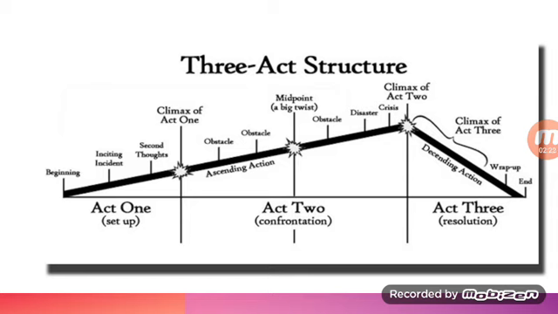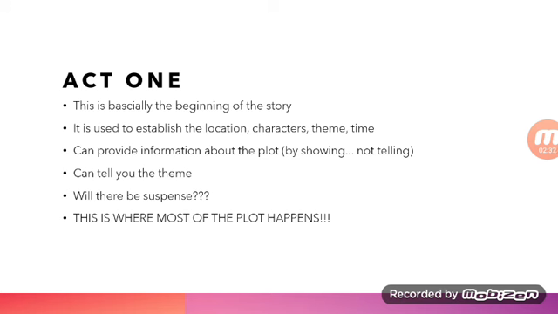You can have certain things because there's a lot more information about what's happening during the time and so on and so forth. So Act 1 is basically the beginning of the story. It is used to establish the location, characters, theme and time. So Act 1 is supposed to be the basis of every part.